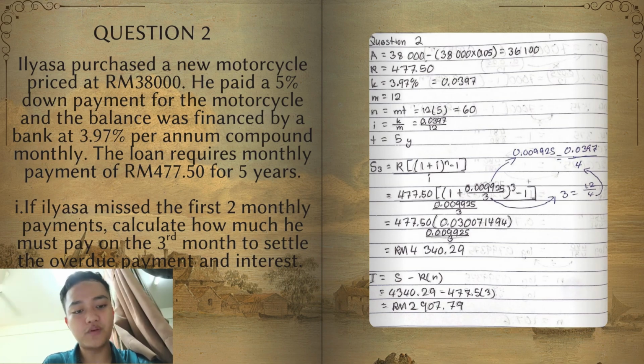First step, I need to use this formula and I fill in the information above into the formula. For information, I need to change N and M to 3 from 12 over 4. Then I also need to change K to 0.009925 from 0.0397 over 4. Lastly, I solve and I got RM 4340.29. Besides, I must use the interest formula and I fill in the information into the formula. After solving, I get RM 2907.79.